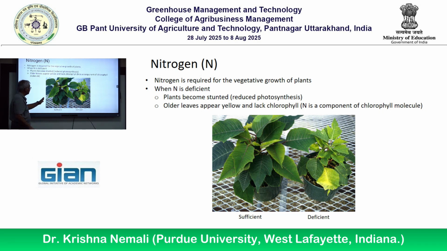Look at here. This plant was grown with nitrogen sufficiency. This plant was grown with nitrogen deficiency. What are the two major differences? What is the number one difference? Stunted growth. Less photosynthesis, stunted growth. Number two, what do you see? Where are the yellow leaves?